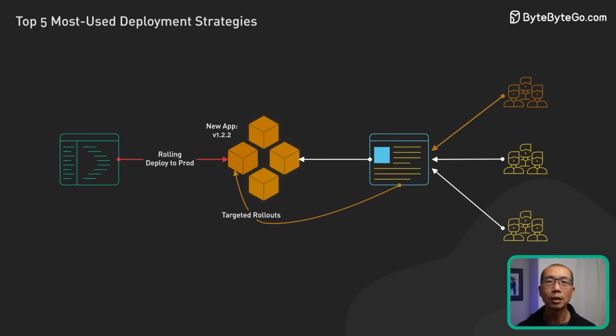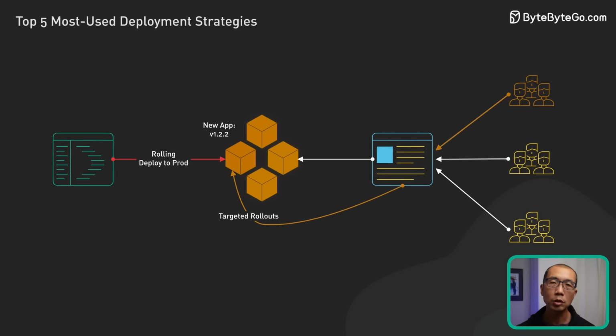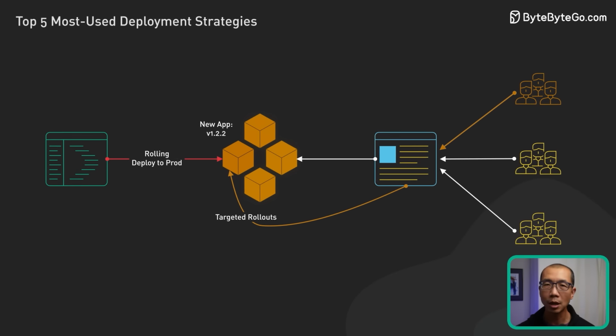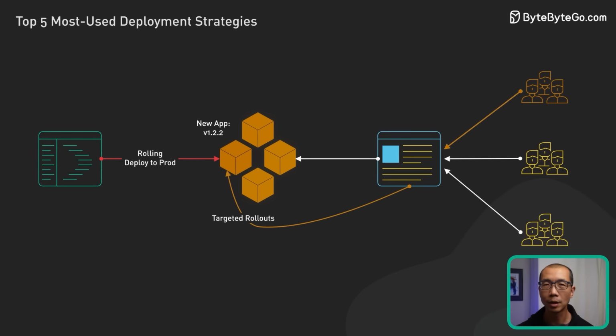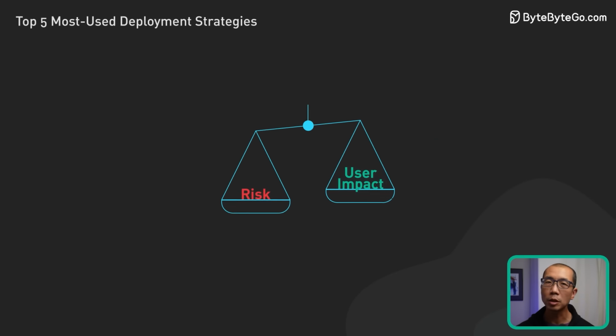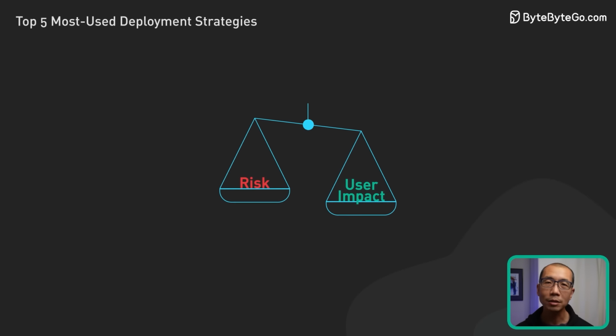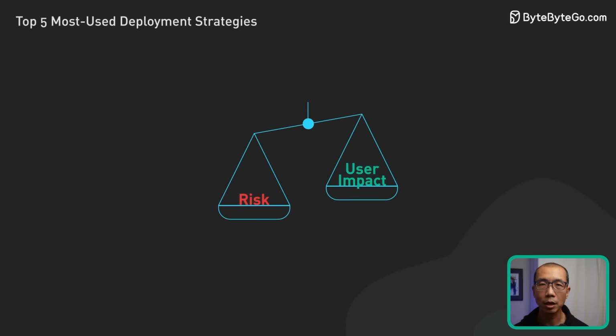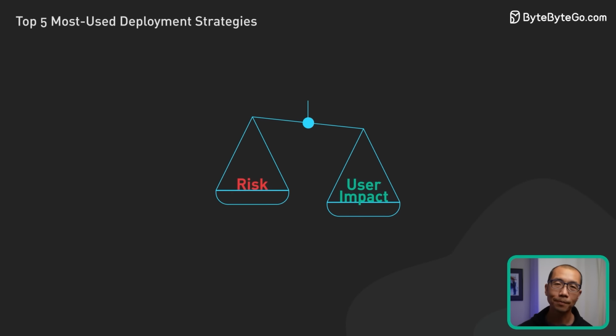We can direct the new version to specific users based on criteria like location, device type, etc. Rolling deployment is a popular choice for many teams. It balances risk and user impact in a controlled, methodical way.